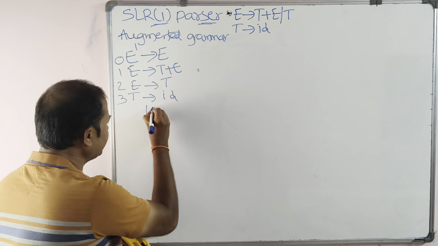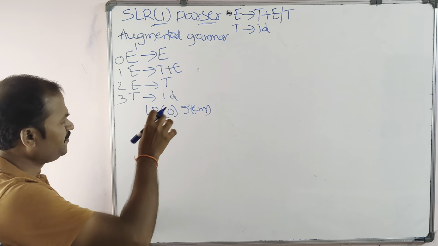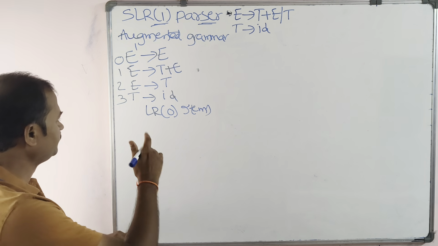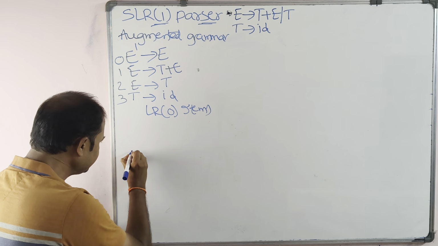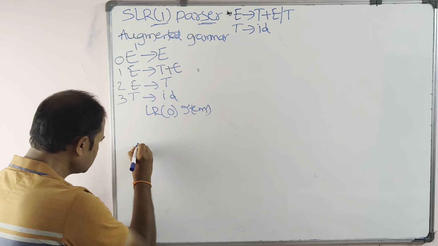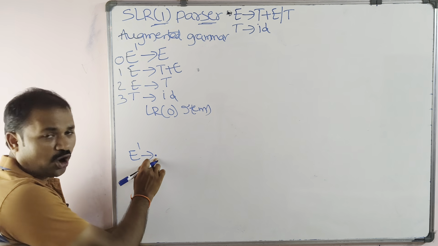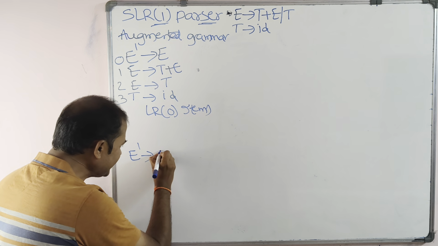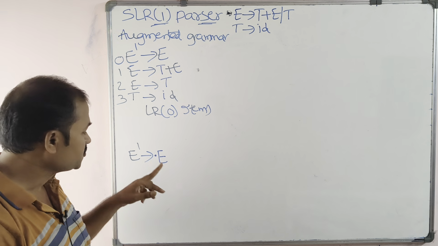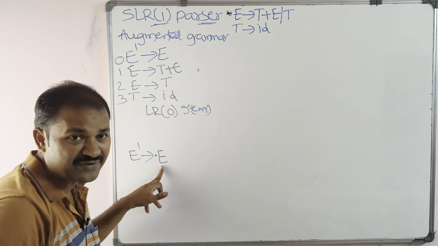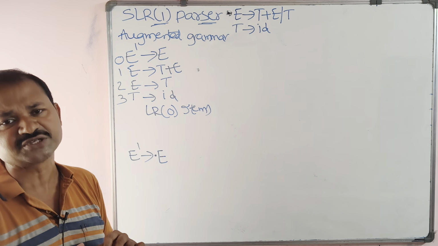Next we have to construct LR(0) items, just like the LR(0) parser. Here we are placing the entire items in the DFA. So what is the first production here? E dash produces E. So this is an item. Item means we have to add a dot at the right hand side: dot E. Here after the dot we have a non-terminal, so we have to find the closure of E.